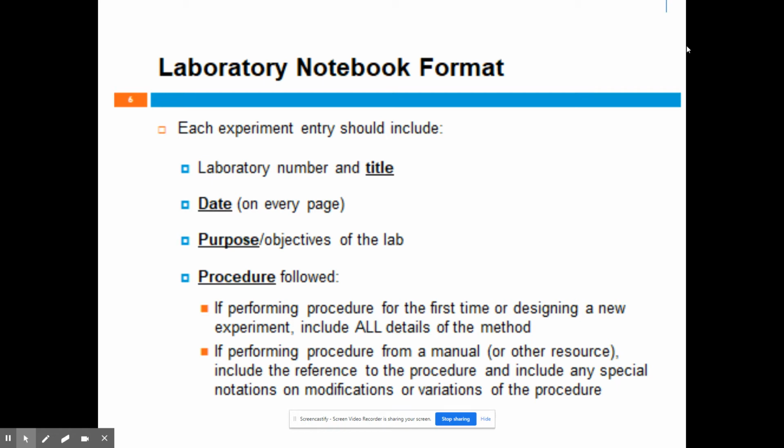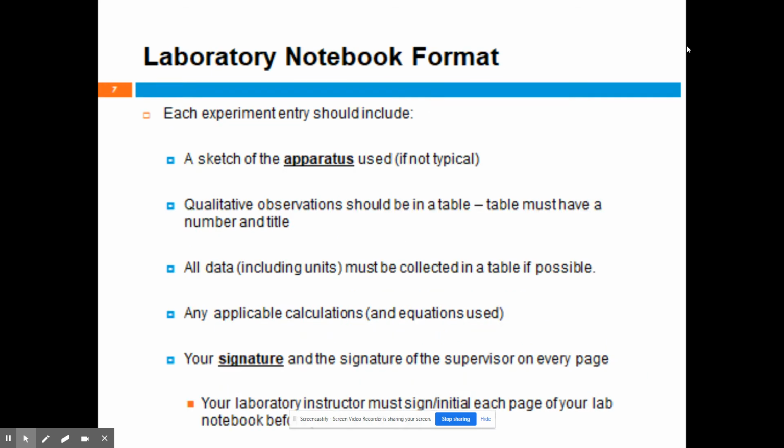The purpose or objectives of the lab, you'll be writing those for every lab we do. Procedure followed. Now here's the deal. You aren't going to have to rewrite the entire procedure for every lab that we do, okay? But you are going to have to say where you got the information from. So you're going to have to reference the procedures. We're going to be doing procedures starting here tomorrow, probably. You're going to perform that procedure from a lab manual, but I took pictures of it in PDF form and uploaded them to Schoology for you. So I will give you that information of where those procedures are coming from.